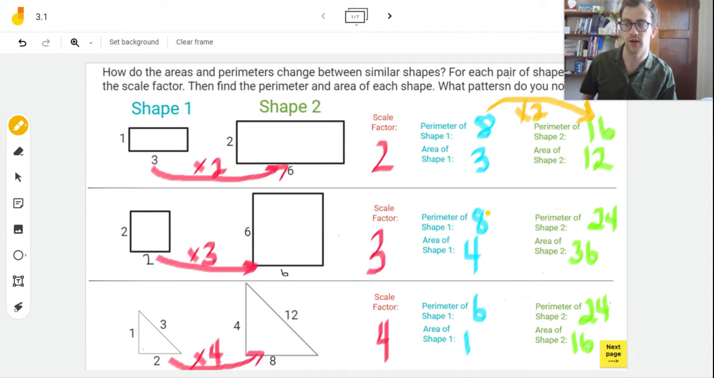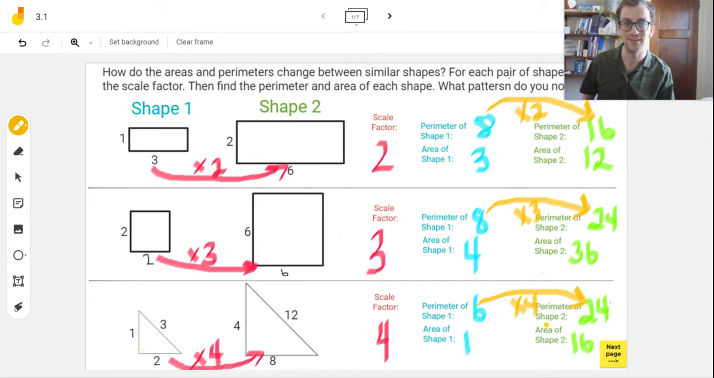Down here with our squares, we said the scale factor was 3. All the sides were being multiplied by 3. How does that relate to how much bigger the perimeter got? The perimeter was 8. Now it's 24. 8 times 3 equals 24. How about our triangles? When the scale factor was 4, how much bigger did the perimeter get? 6 times what equals 24? The perimeter down here got 4 times bigger.